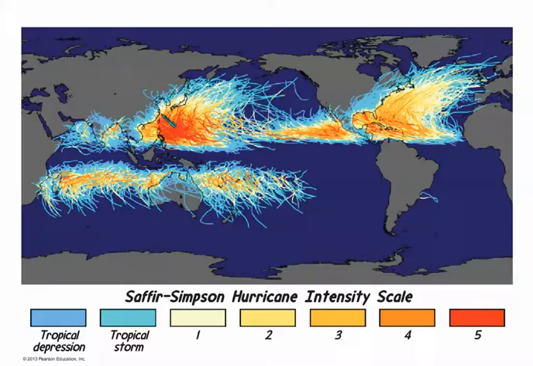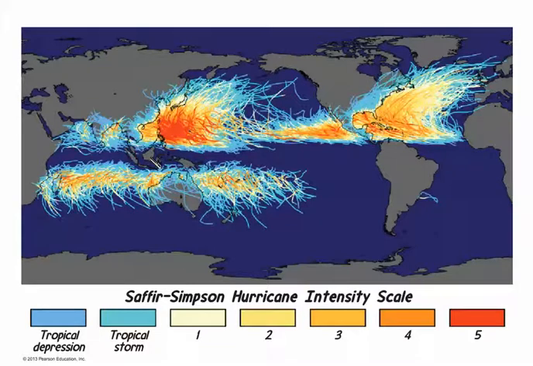So we can see that the most Category 4 and 5 storms have occurred here in the western Pacific Ocean and have impacted Southeast Asia. And for the impact on the United States, we have seen quite a few Category 4, but not nearly as many Category 5s as Asia has seen in the Western Pacific.